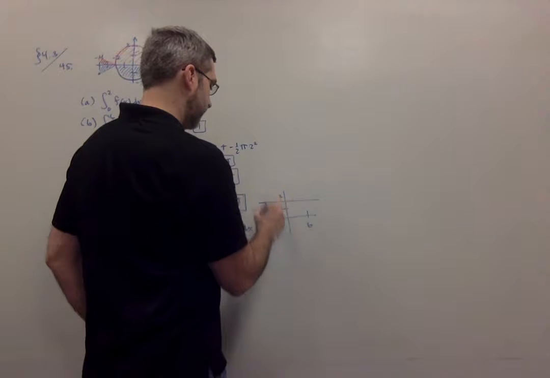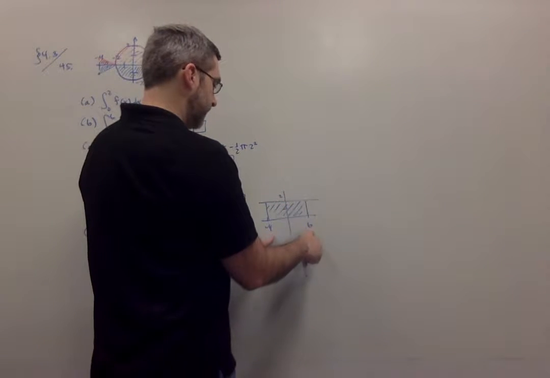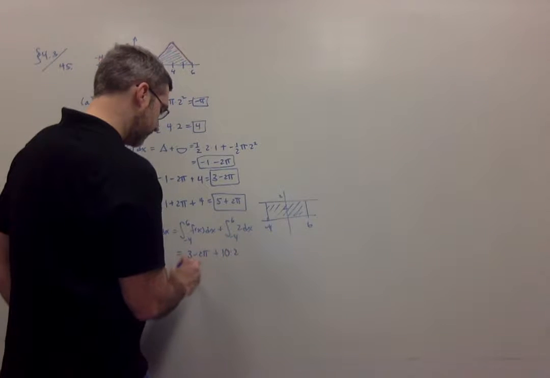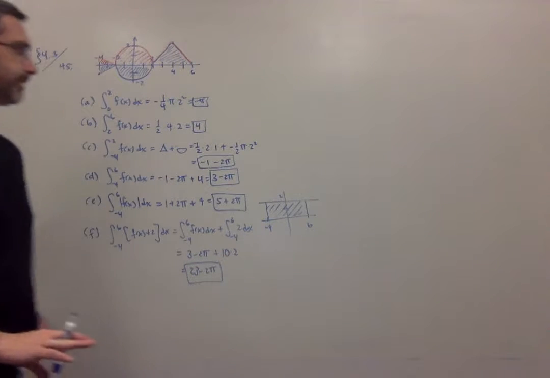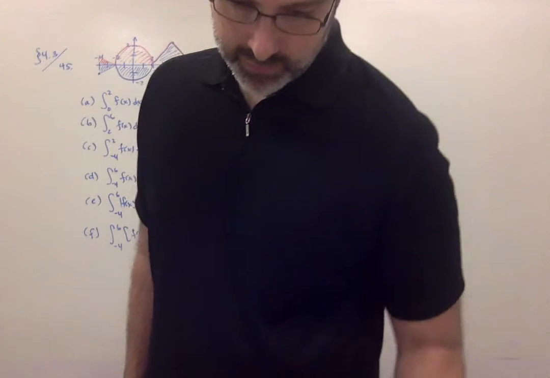from -4 to 6, well, that's a rectangle of width 10 and height 2. So 10 times 2 is 20. So we're going to get 23 minus 2 pi. Okay? Got it? All right. Hopefully that makes sense.